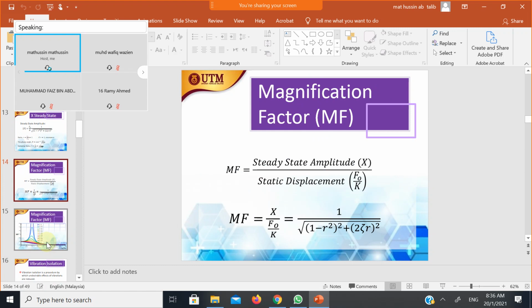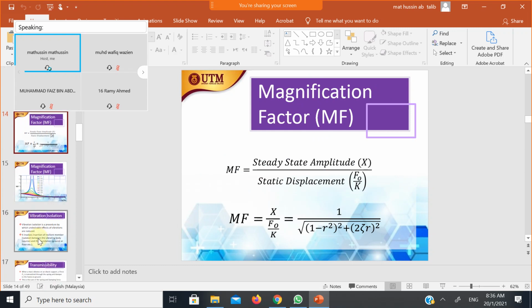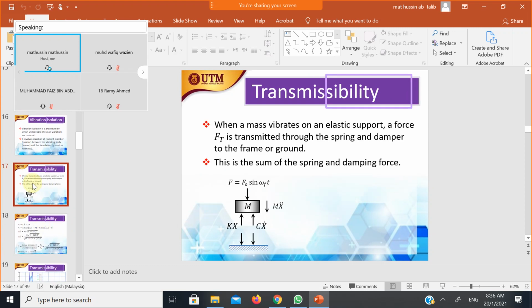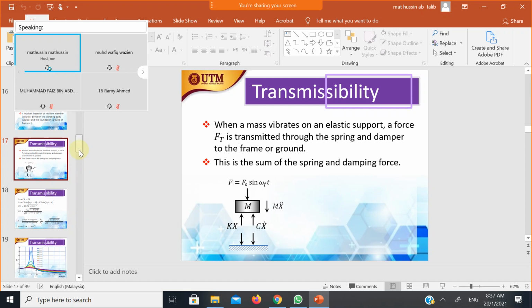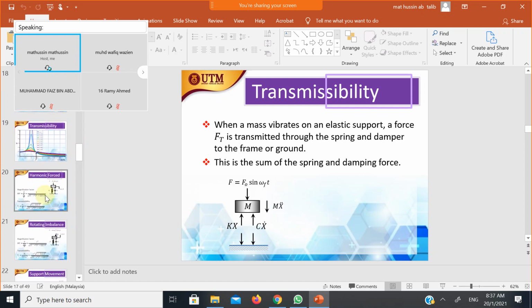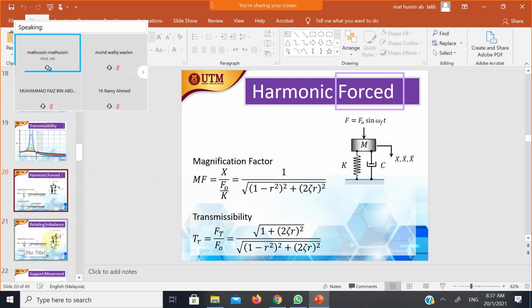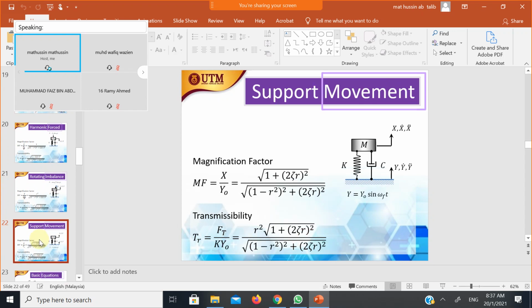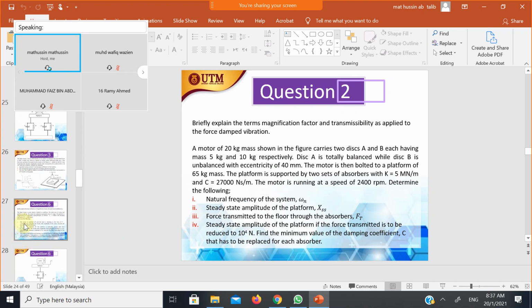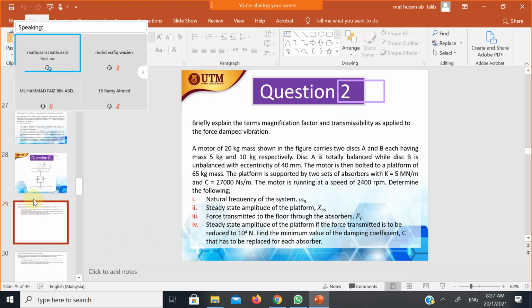Okay, this one. Alright, we have the magnification factor formula, and also we have the transmissibility formula. Based on these two types of formula, we are going to use three different conditions. Each of these conditions has its own formula that we will use. So we have harmonic force, rotating imbalance, and also support movement. Okay, so let's have a look at some questions.